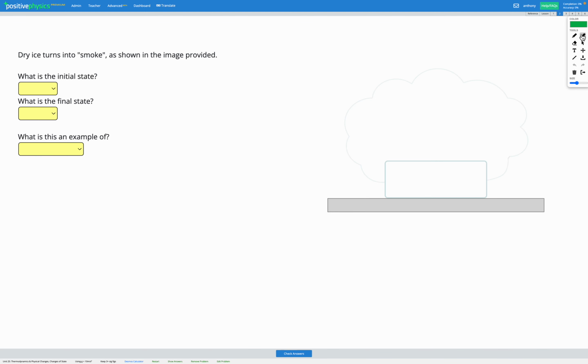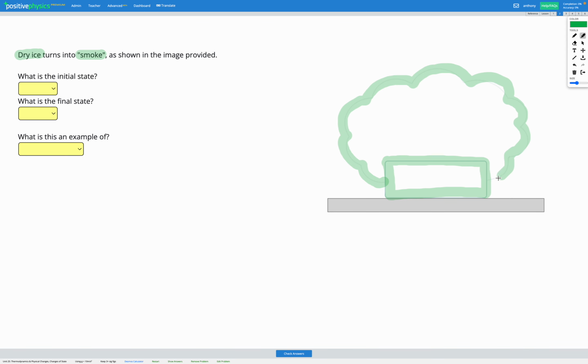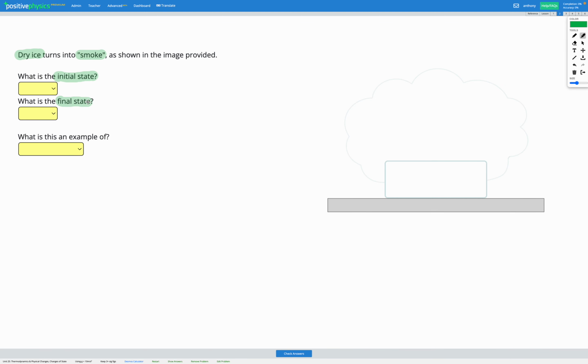In this question, we're told that dry ice turns into stage smoke as shown in the image provided. So we can see we've got this block of dry ice here, which is a solid, and then we've got this gas cloud coming off of it, which is our gas. So our goal is going to be thinking about the initial state and final state shown in this process, and then deciding what change of state is this an example of.